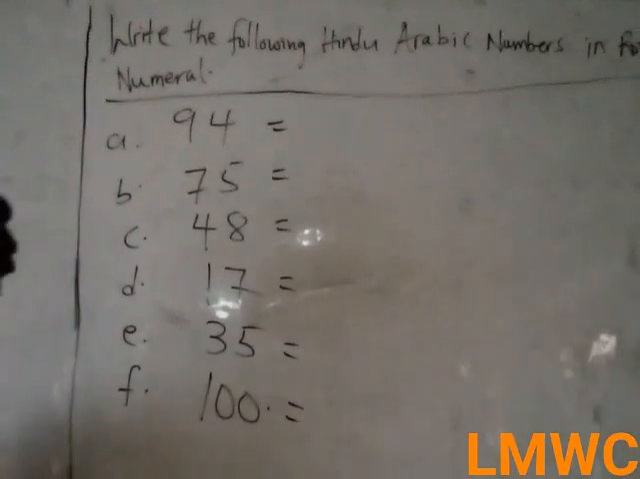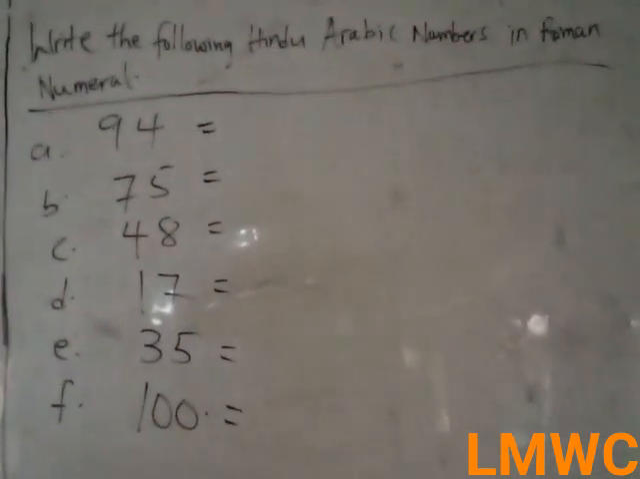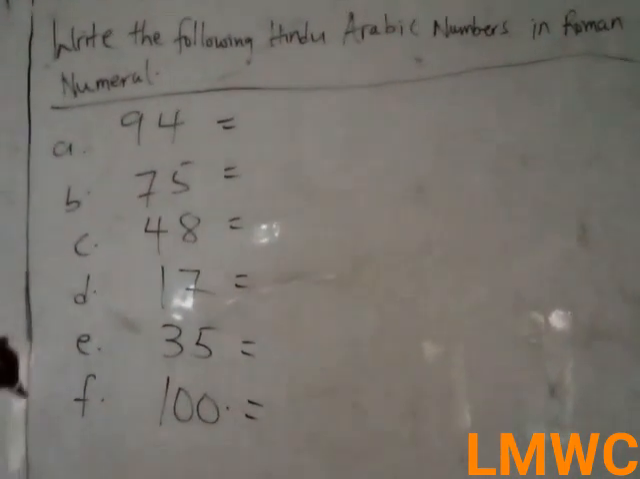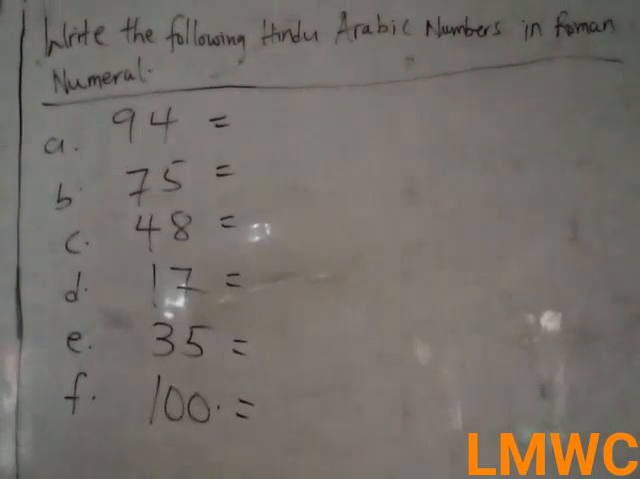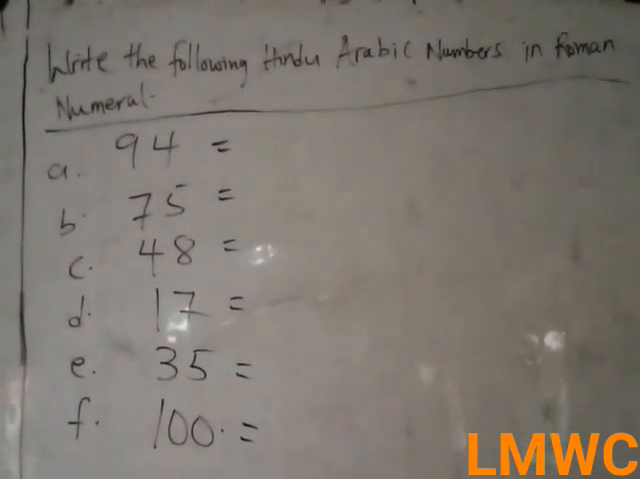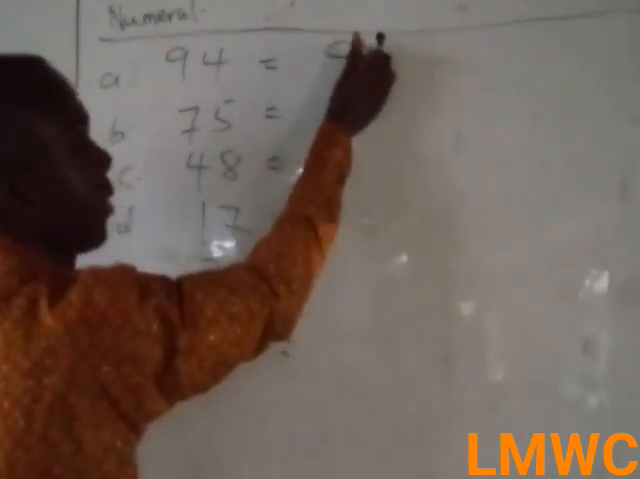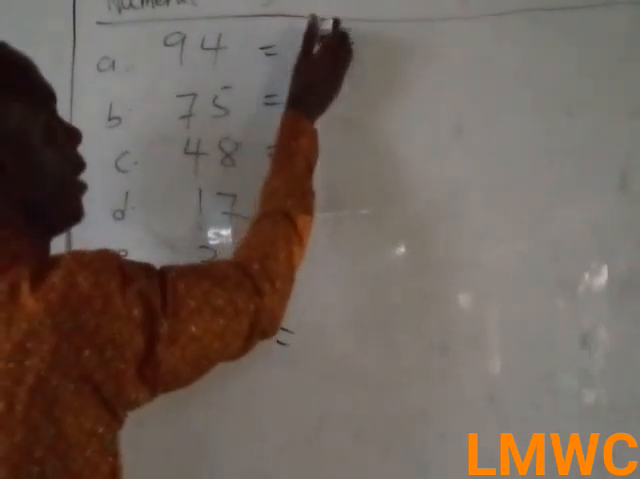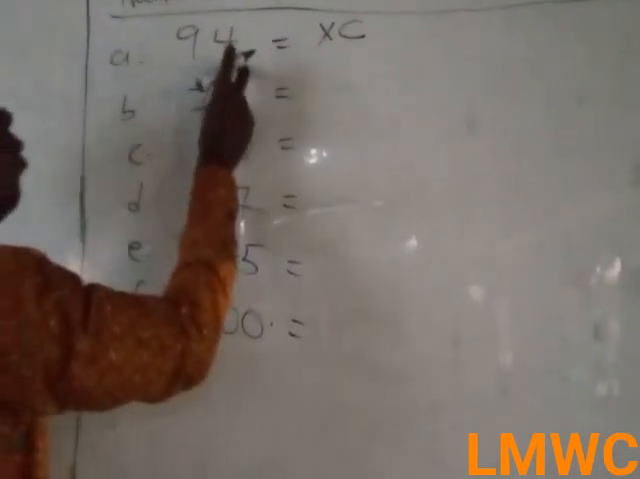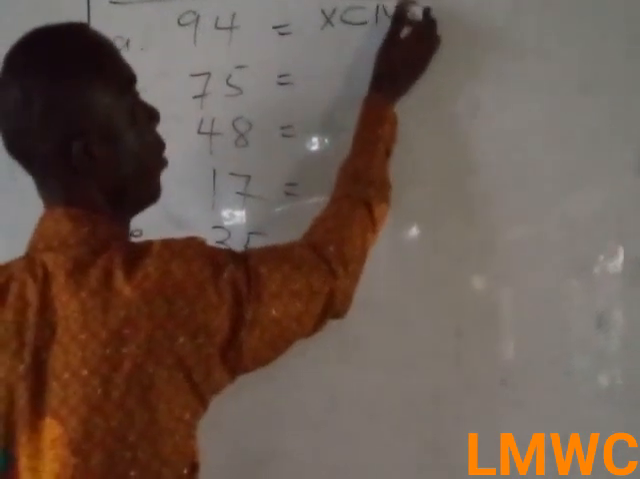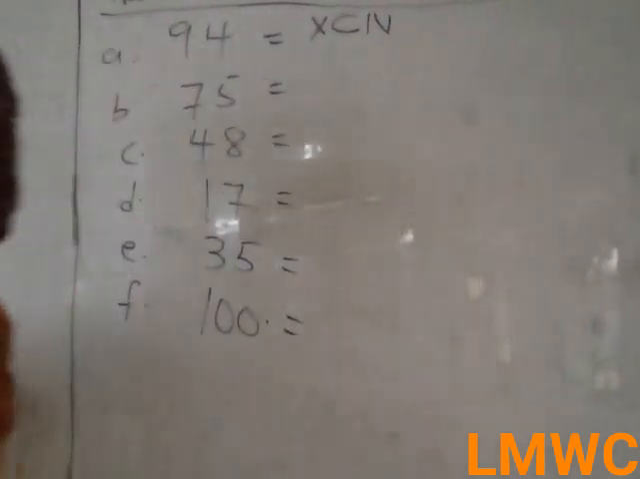Let us also write Hindu Arabic numbers in Roman numerals. So I have given you this question. Write the following Hindu Arabic numbers in Roman numerals. We have 94, 75, 48, 17, 35 and 100. And to write 94, you see always this is 100, and 100 minus 10 is 90. This is X. So to write 4, 4 is IV, because 5 minus 1 is 4. This is 94.